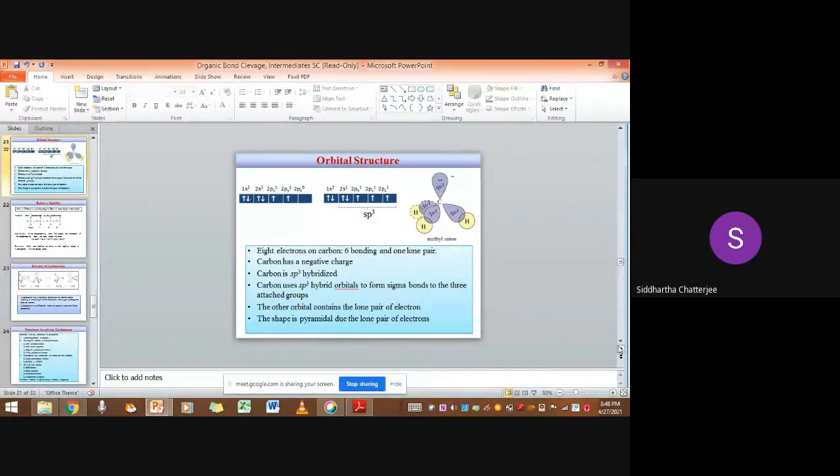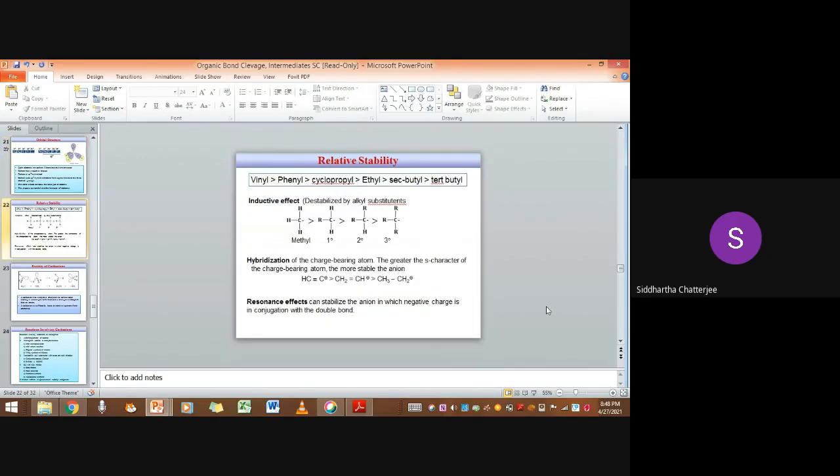So here you can find that this is the carbon anion. As you know, the carbon atom is bonded to 3 atoms, as well as it is having one extra lone pair of electrons. So naturally it is going to be sp3 hybridized. The shape is pyramidal due to the lone pair of electrons, just like ammonia. Then you can find the inductive effect, destabilization.